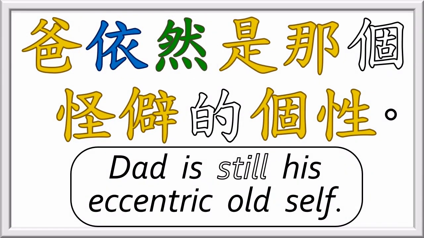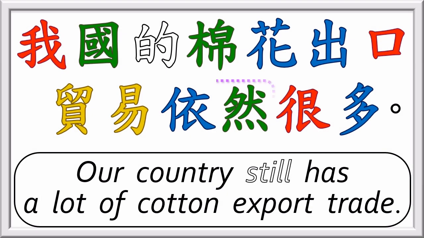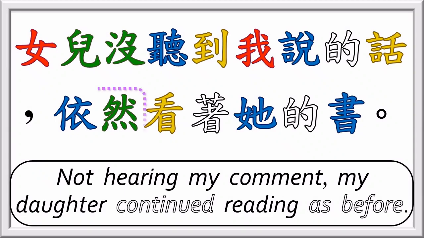爸依然是那个怪癖的个性。Dad is still his eccentric old self. 我国的棉花出口贸易依然很多。Our country still has a lot of cotton export trade. 女儿没听到我说的话，依然看着她的书。Not hearing my comment, my daughter continued reading as before.